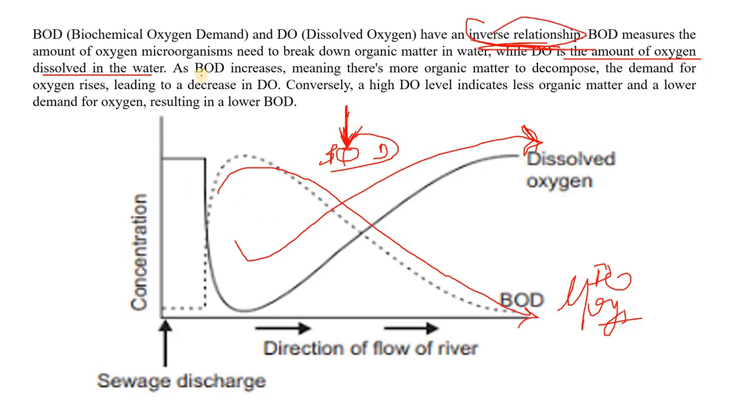Here it is clearly written: as BOD increases, there is more organic matter to decompose, the oxygen demand rises, leading to a decrease in DO. A high DO indicates less organic matter and lower levels of oxygen demand, resulting in lower BOD and more dissolved oxygen.